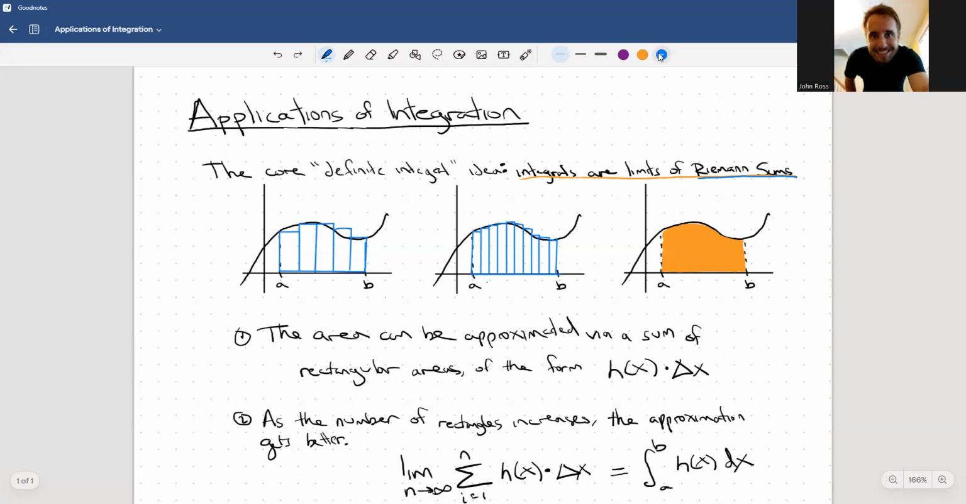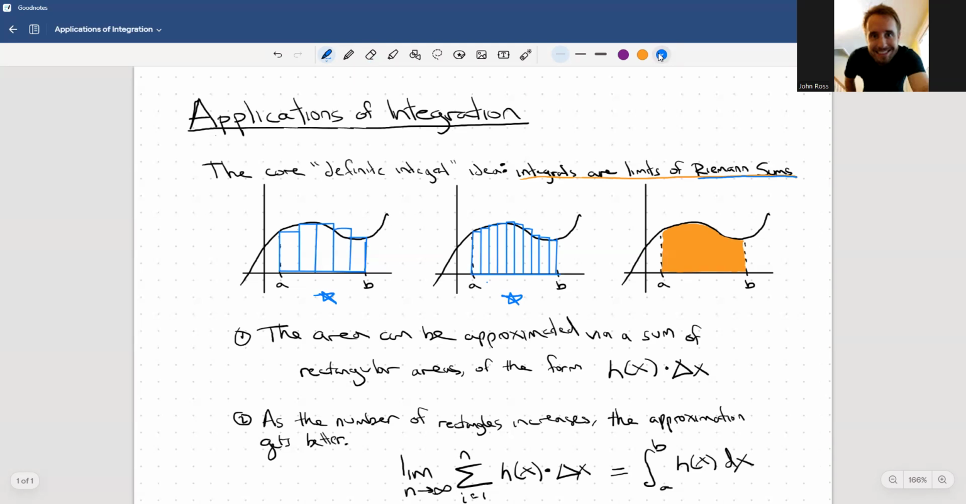The second point is the limit idea. And what I mean when I say this is that as the number of rectangles increases, the actual approximation gets better. So we can do the same process. We can create this approximate summation, but the approximate answer we get is closer to the true area. And we can see this in the picture up above, going from the picture on the far left to the picture in the middle. The picture on the far left has 5 rectangles.